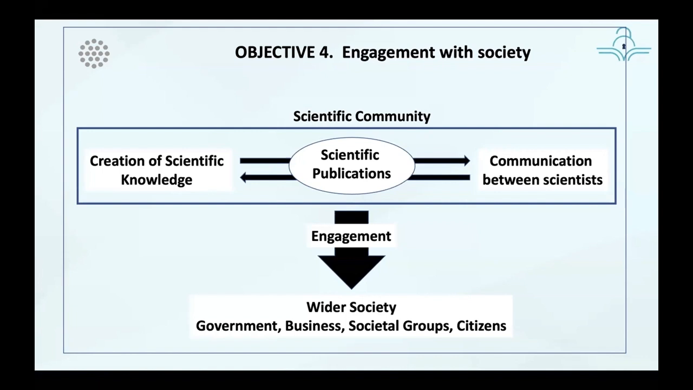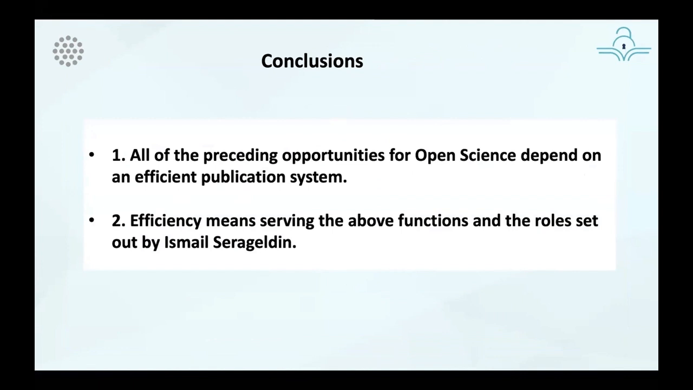So it's vital that engagement with society is incentivized, something frankly that is unlikely to happen until we reform bibliometric evaluation. Next slide, please. In conclusion, I'd say that all of the preceding opportunities for open science depend on an efficient publication system, in which efficiency means serving the opportunities that I've just outlined and the principles set out by Ismail. Next slide, please.